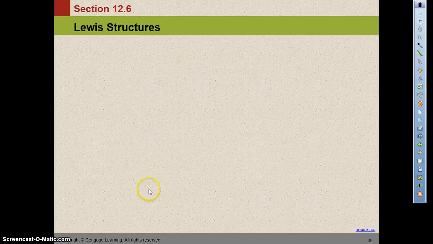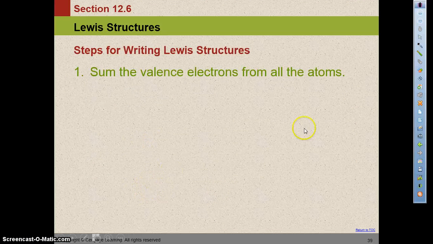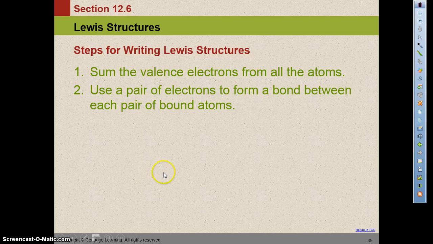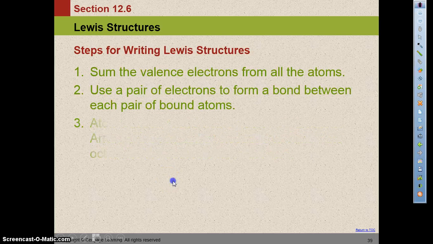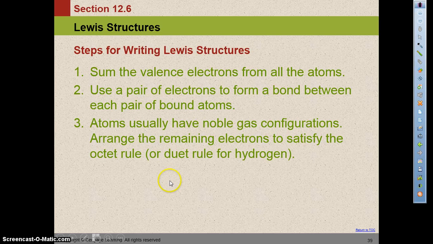Let's look at some more steps. First of all, this is what we're going to do in order to correctly write the Lewis dot structure. We have to sum the valence electrons from all the atoms. We're going to use a pair of electrons to form a bond between each pair of bound atoms. And atoms usually have a noble gas configuration, so we're going to arrange the remaining electrons to satisfy the octet rule, or the duet rule if we're talking about hydrogen.